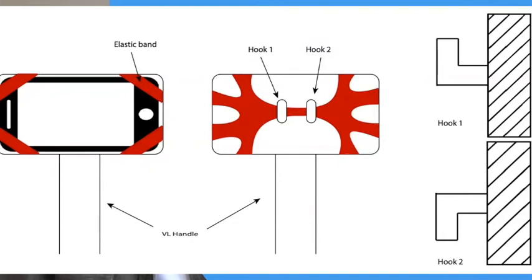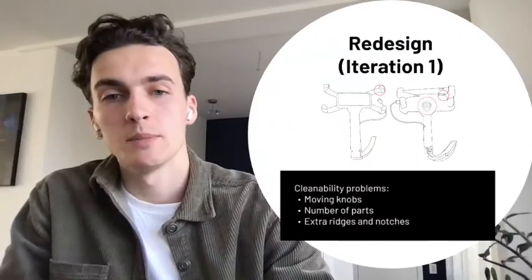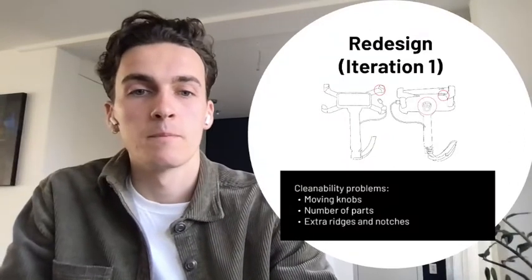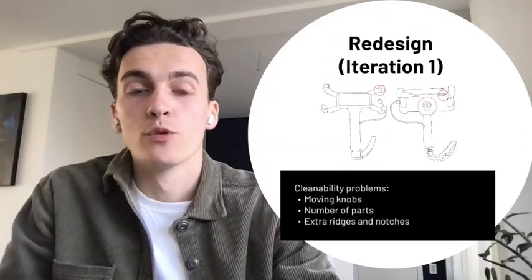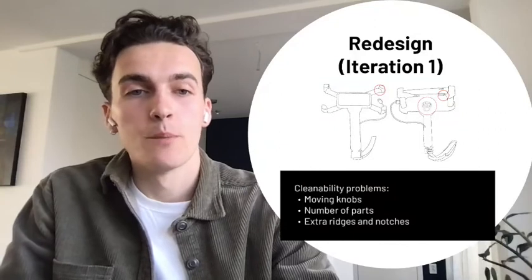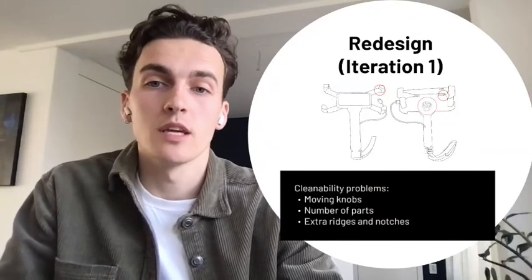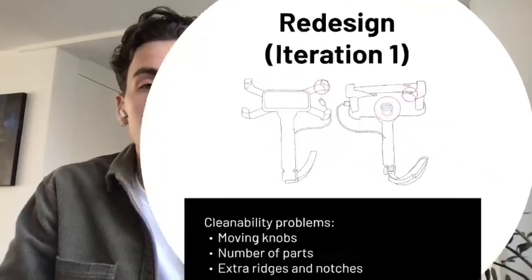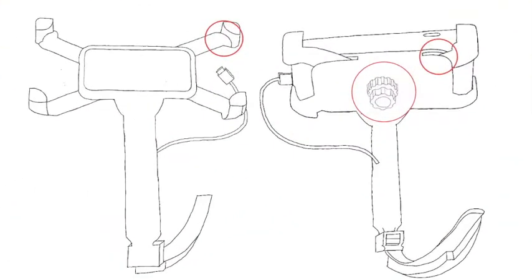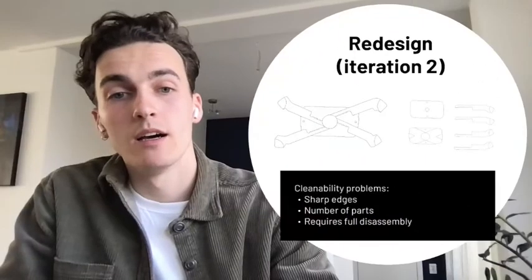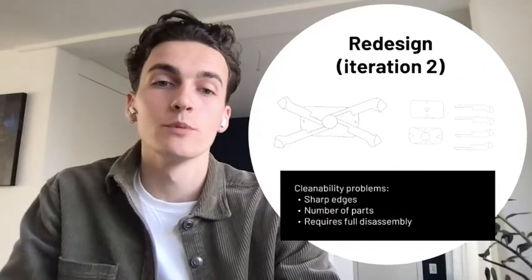Originally, two other iterations of the phone holder were proposed. The first iteration, as can be seen here, was a phone holder with adjustable arm extensions, but the design increased the number of parts significantly, added moving nuts, and had extra ridges and nudges, as can be seen here in the red circles, which decreased the cleanability of the entire device.